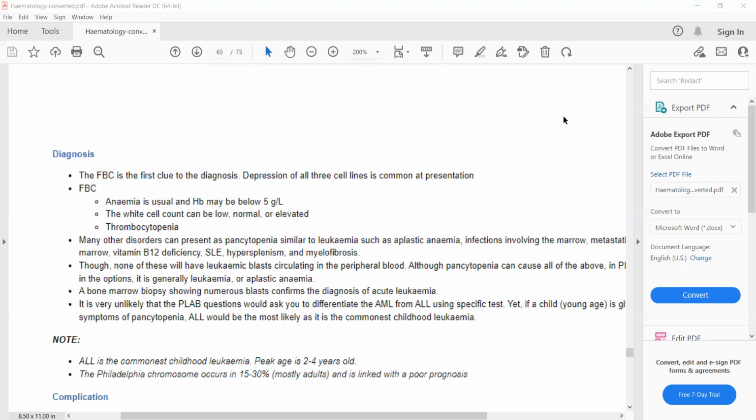Remember that in aplastic anemia, there's destruction of the bone marrow due to some virus or due to an autoimmune condition. So there will be no production of any of the cell lines, including RBC, WBC, and thrombocytes. So the peripheral smear in aplastic anemia will be normal. It will not show any abnormal cells such as myeloblasts or lymphoblasts. This is one difference between these two.